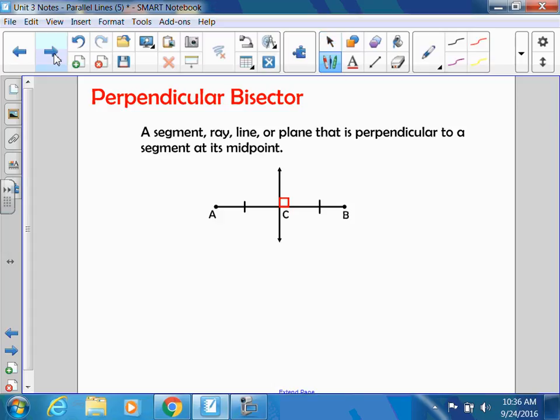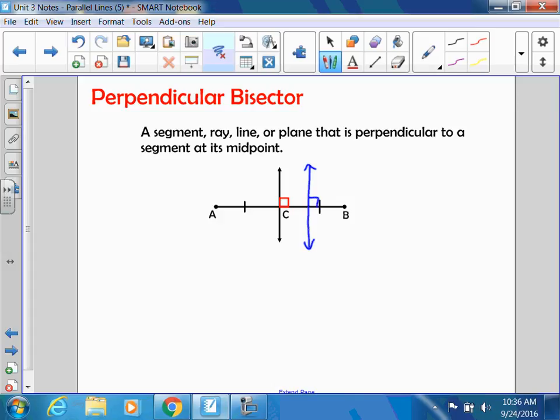This line here that we have the arrows on, that I'm highlighting, is a perpendicular bisector of segment AB. It's perpendicular because it intersects at a right angle, and it is bisecting because, as you can see, this segment here, AC, is equal to this segment here, BC, because of these little congruent segment indicators there. So we know the blue line that I've just highlighted is a perpendicular bisector.